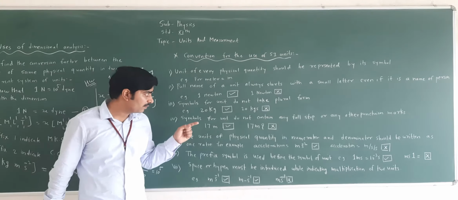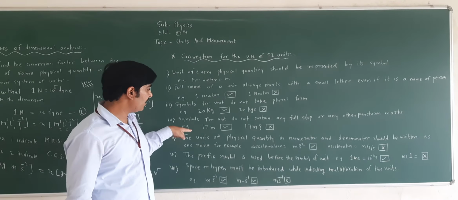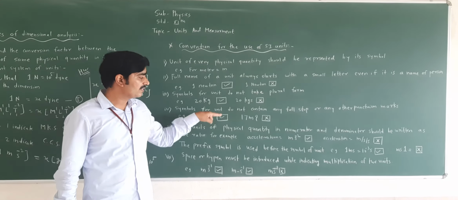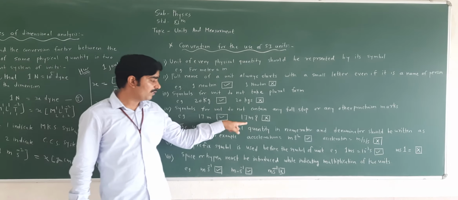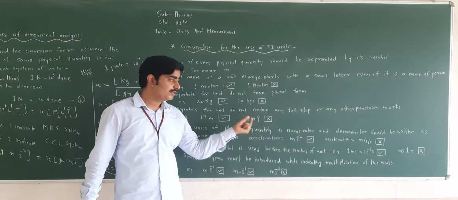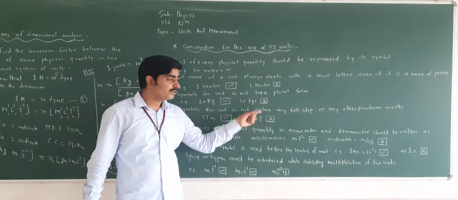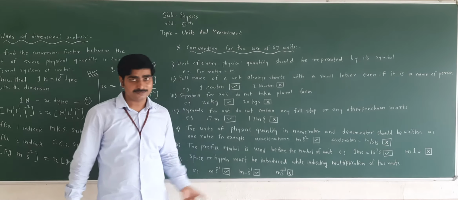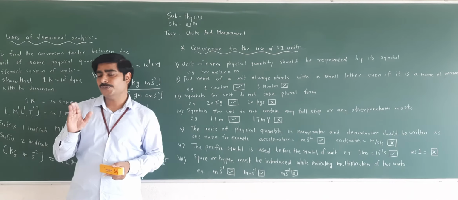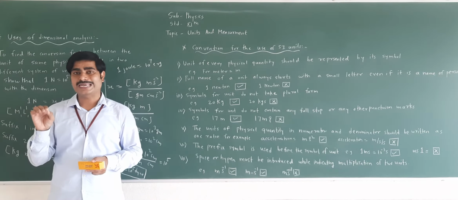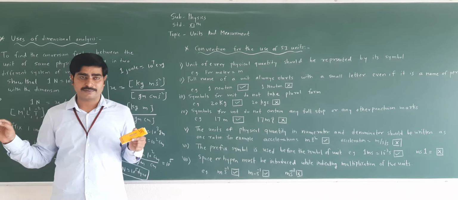Here I have given one example. Here I have 17 meter, right? This is correct. Here, 17 meter and I have put the question mark. The question mark is not allowed, and that will be an incorrect method. So remember, while writing the unit, we should not use any kind of punctuation mark.